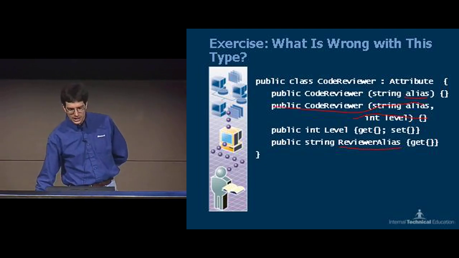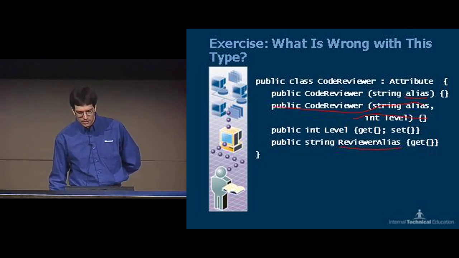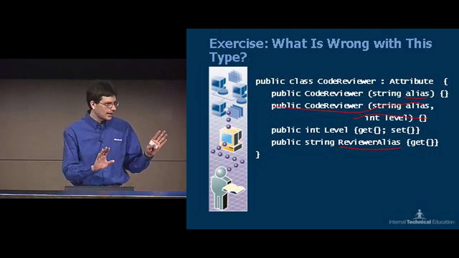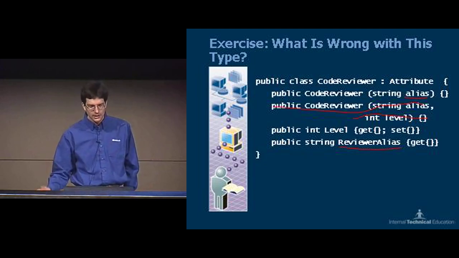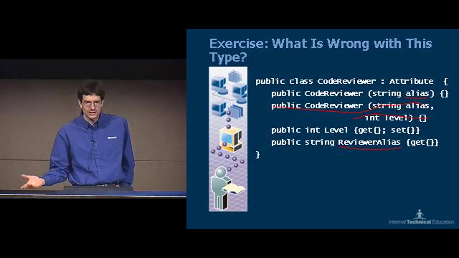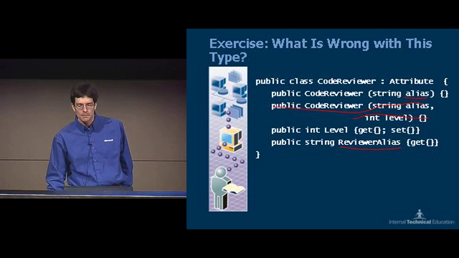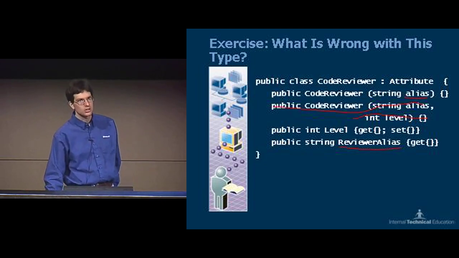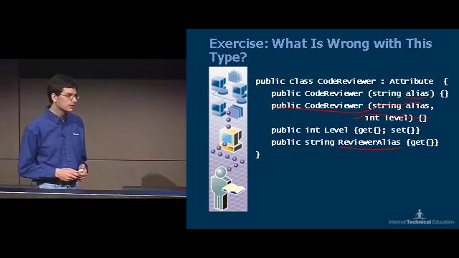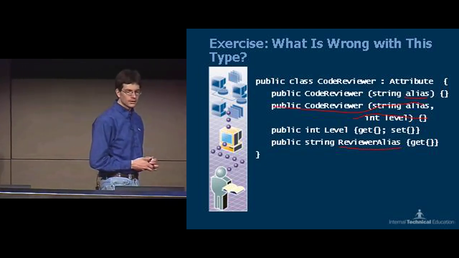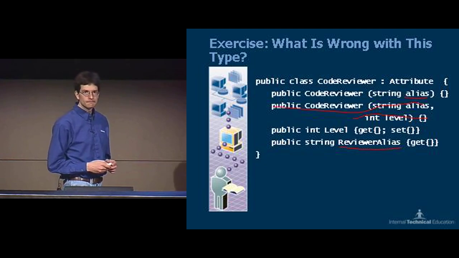What we're seeing is that the constructor parameter name is alias, but the property name is reviewer alias. So these need to match except for by case. Let's pick one. Let's go with reviewer alias because it's probably better. So that means the parameter name of the constructor needs to change to reviewer alias, with a lowercase r. Okay?